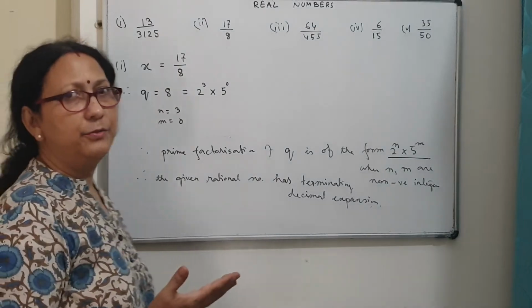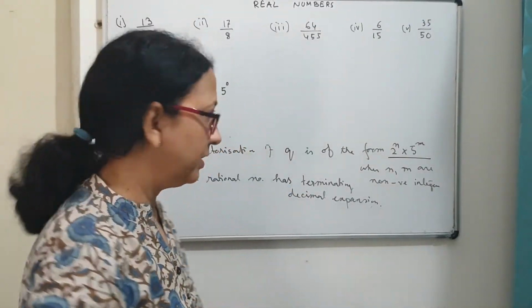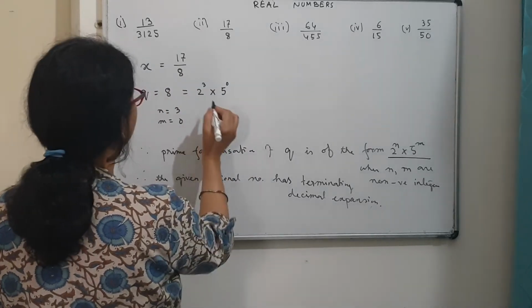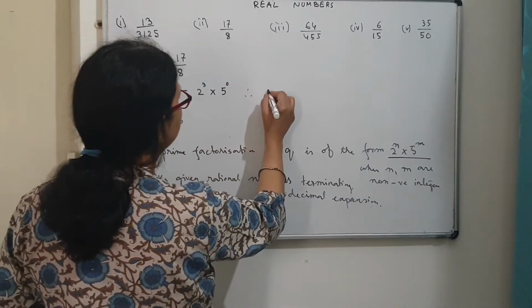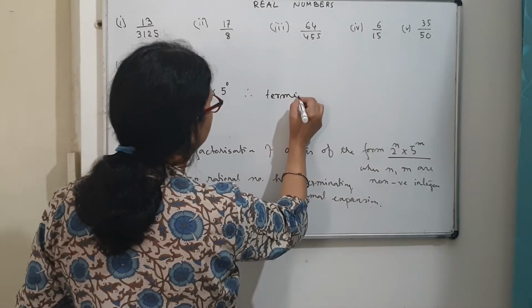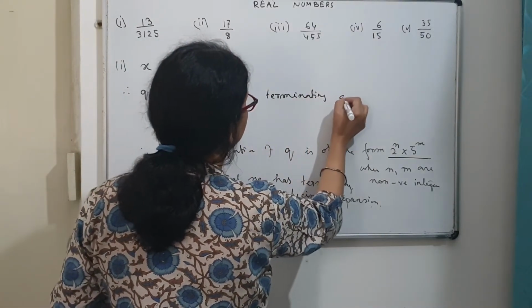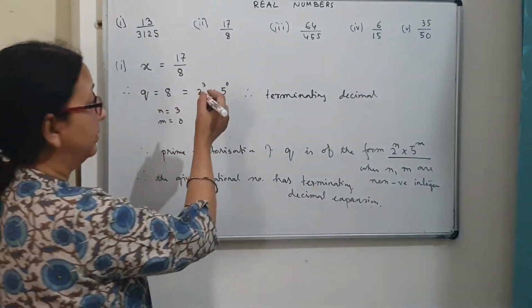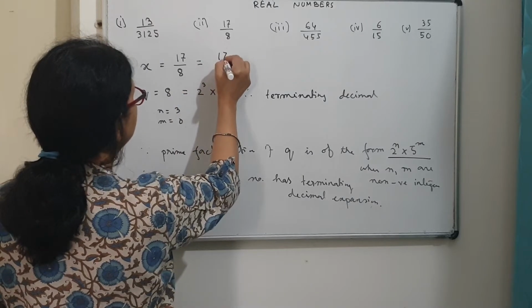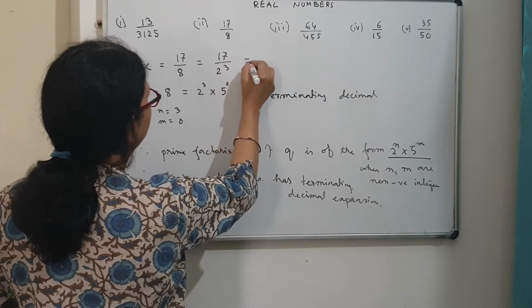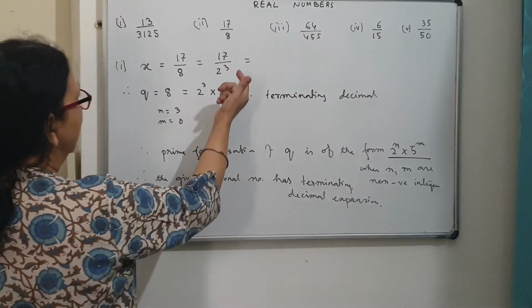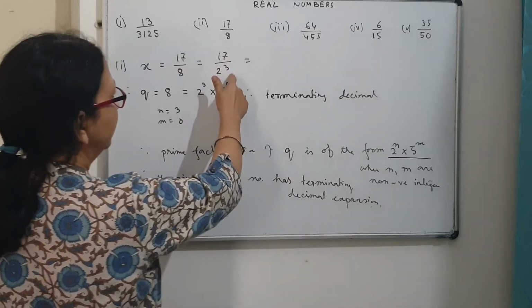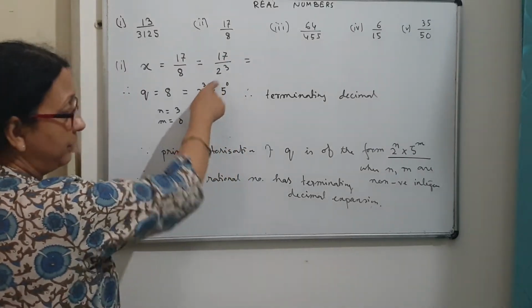So now we have to find the value of that decimal expansion without doing the division. So the same method we write after I have checked. So q is of this form, therefore we say terminating decimal. Okay, that we have checked. Now to find the value of the decimal number, 17 by 2 cube, what to do? I have to multiply both numerator and denominator by the same power of 5.